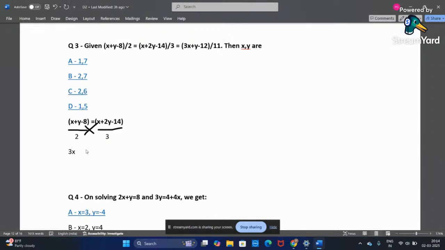after multiplying, 3x plus 3y minus 24, right? Same way we have to multiply this 2 with this equation. What we are getting? 2x plus 4y minus how much? 28. Yes.